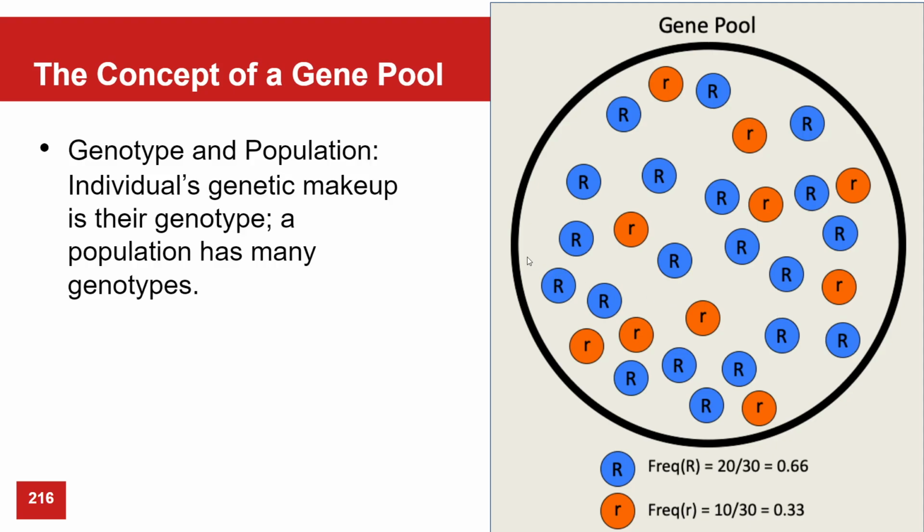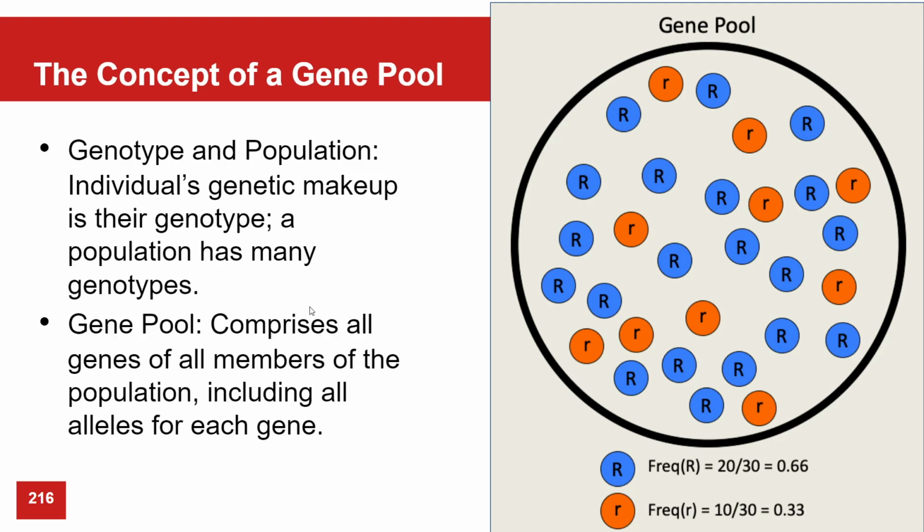The gene pool is a combination of a couple things. So the genotype and population: the individual's genetic makeup is their genotype. A population has many genotypes. Remember, that's the combination of those two alleles in most traits, or several traits, I should say. And the gene pool just comprises all the genes of all the members of the population, including all the alleles for each gene. Now, it's important when we talk about this, we're looking at the genotype, the actual genetic makeup of these organisms, not the phenotype, not the physical representation of those genes.